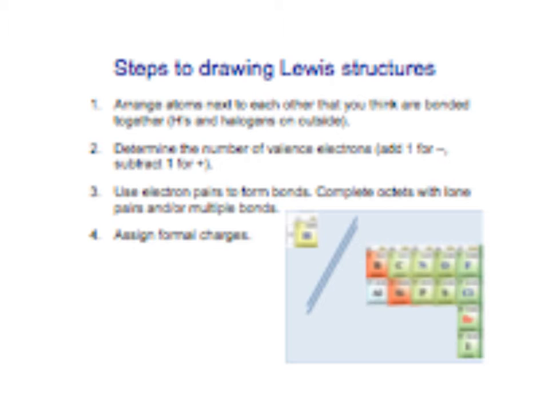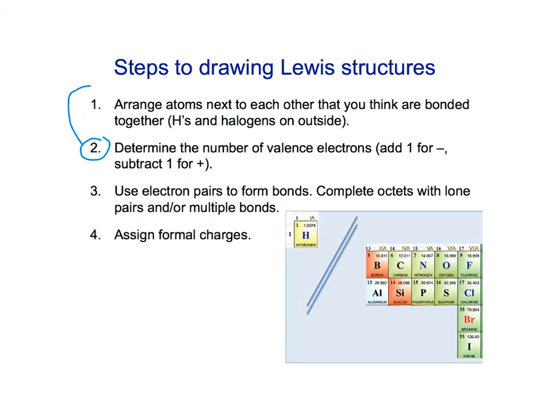Here's a few steps to drawing Lewis structures. These are listed as they are in the textbook. I'm going to make one change in that I'm going to take number 2 and put it up in front, just because this is how I like to do it. So the first thing that we want to do when we have a molecular formula that we want to draw a Lewis structure of is determine or calculate the number of valence electrons. We do that by looking at the position of those atoms in the periodic table.